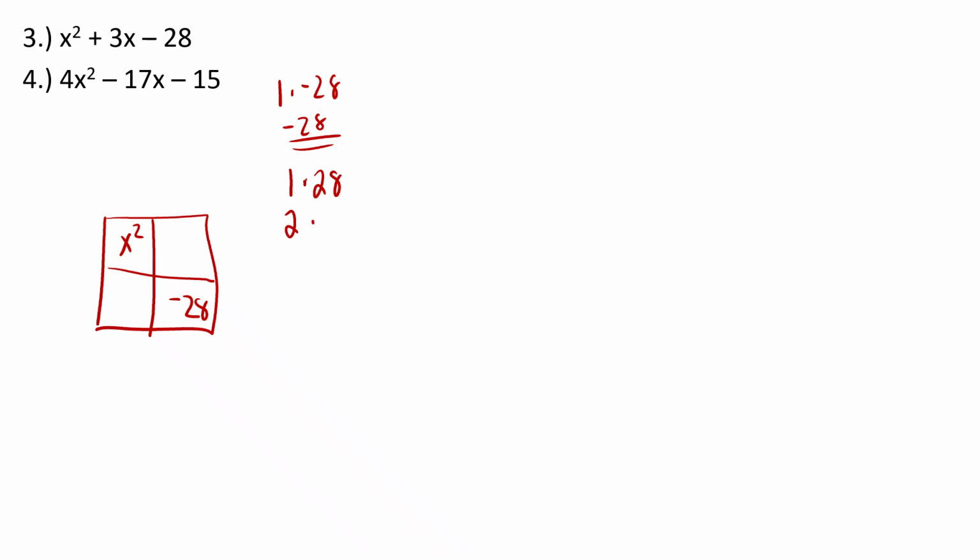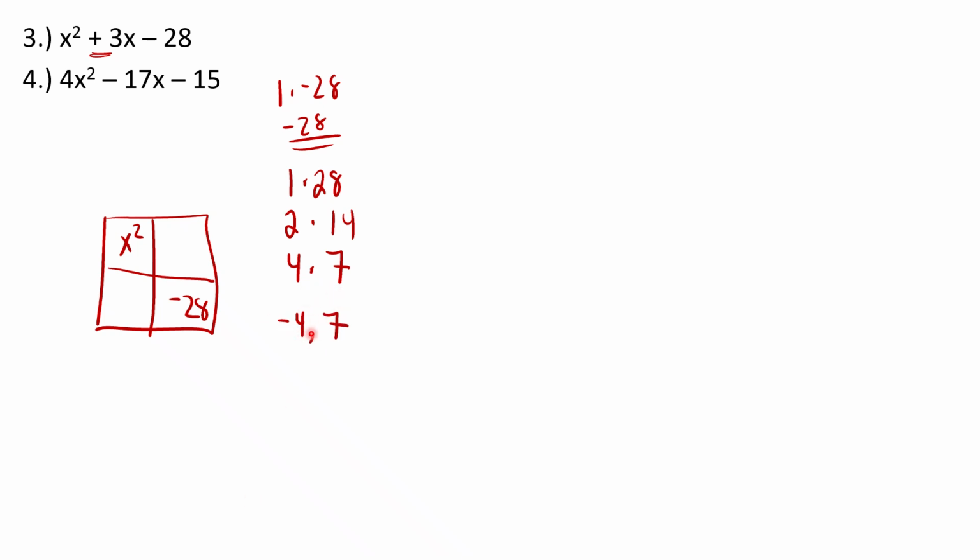We've got 2 times 14. That doesn't work to give me the 3. I can get a 16 or a 12. 3 does not work. But 4 does. We could have 4 times 7, and I can get a 3 from that. 5 doesn't work, and 6 doesn't work. So I need to get a positive 3. I can get a positive 3 if the 4 is negative and the 7 is positive.